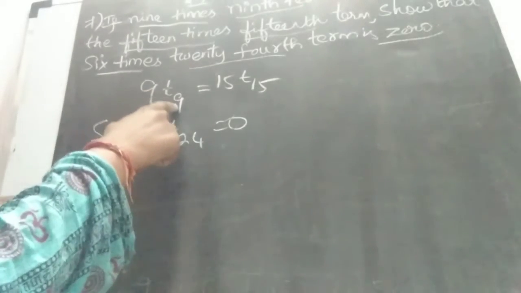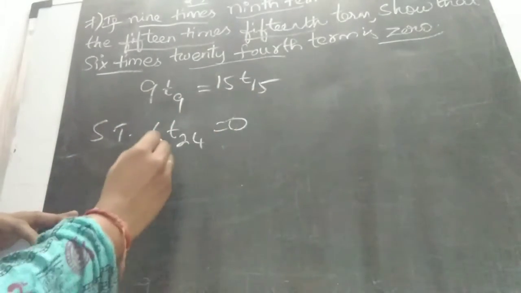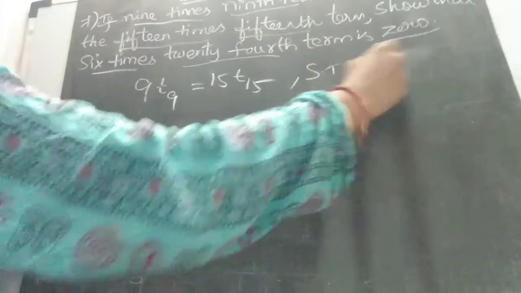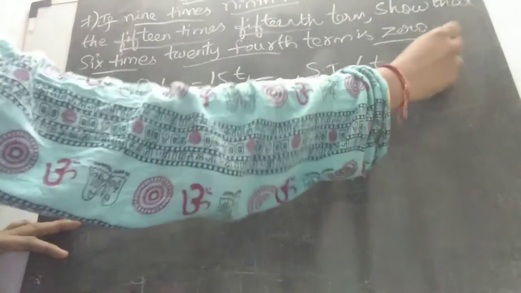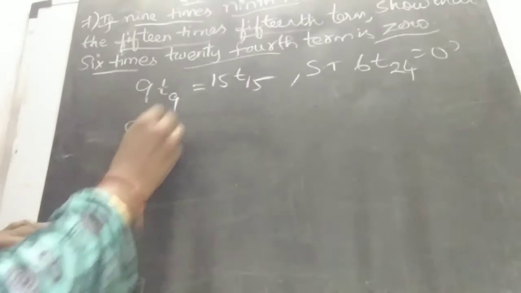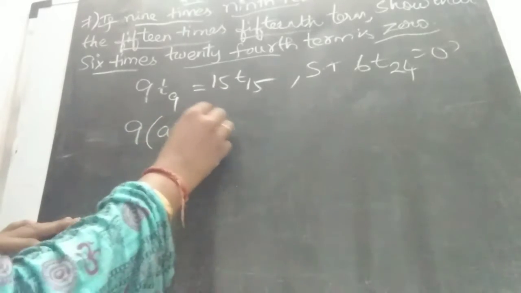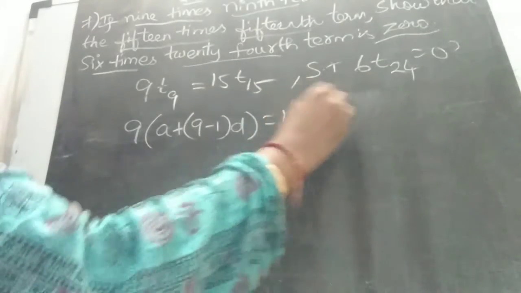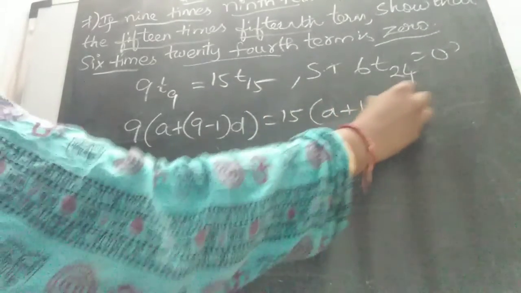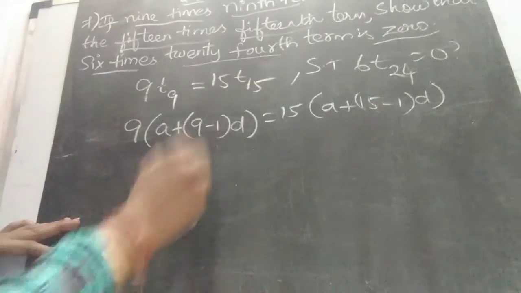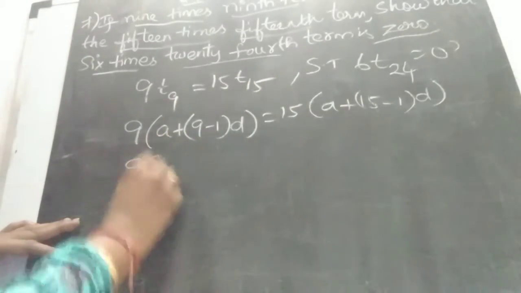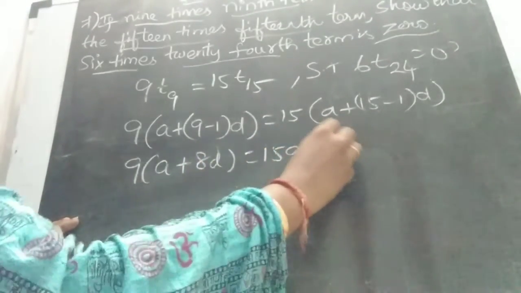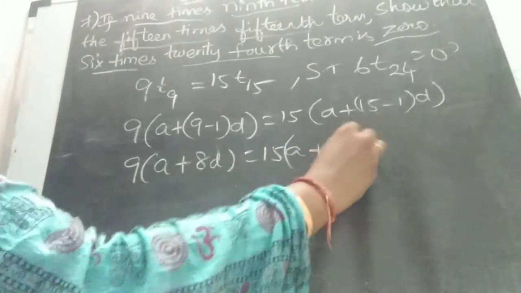Now, given 9T9 is equal to 15T15. You have to prove that 6 times T24 is 0. Now 9T9 means 9 into A plus 9 minus 1 into D. Same way, 15 times A plus 15 minus 1 into D. The Tn formula is A plus n minus 1 into D. This is nothing but 9 times A plus 8D, and this one is 15 times A plus 14D.